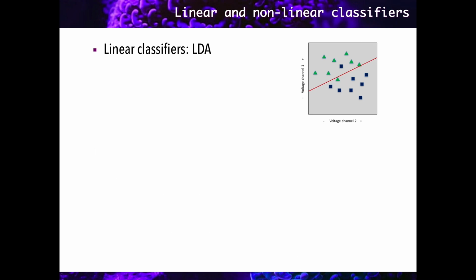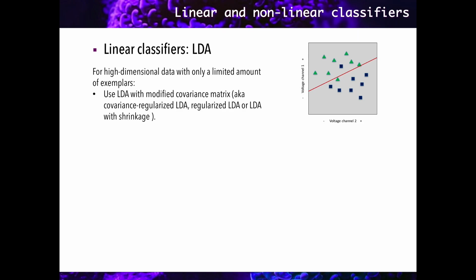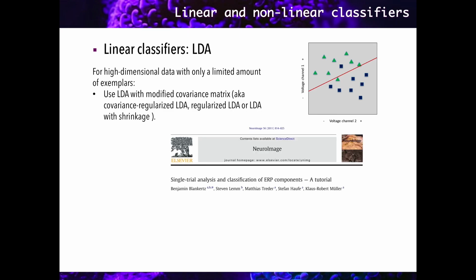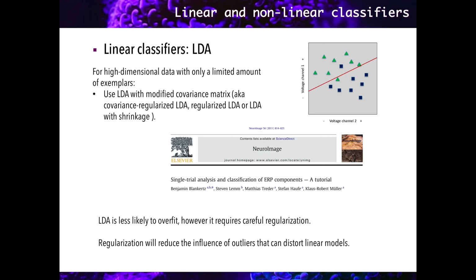In general, with EEG, the ratio between the number of features and exemplars per class is more balanced than in fMRI studies. However, when we have a lot of features, like a lot of channels to train and test our classifier, but not a lot of trials, it is highly recommended to use LDA with a modified covariance matrix. This is also known as regularized LDA, and we will use it during the course. If you want to have a better understanding about this, I really recommend you take a look at this paper. In general, remember that LDA is less likely to overfit, but also requires careful regularization.